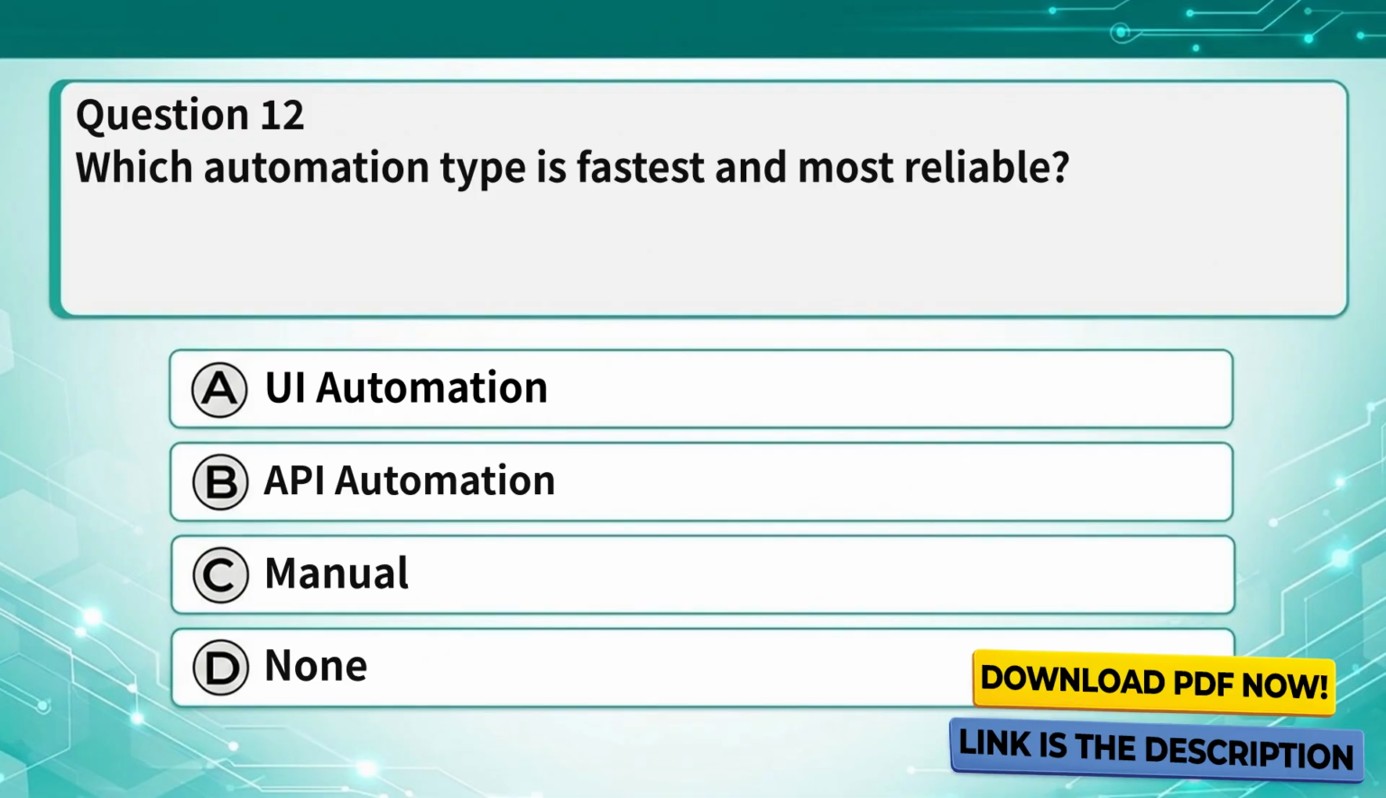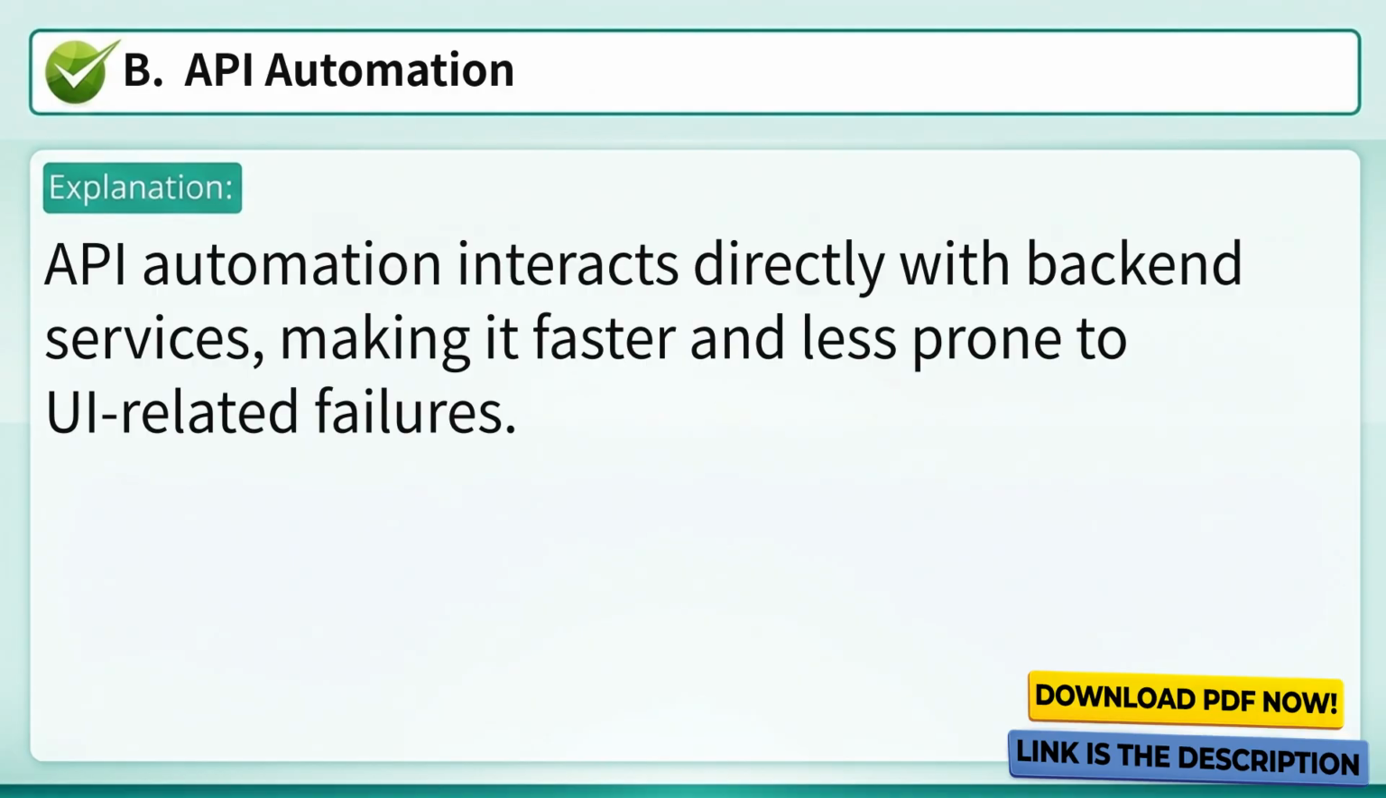Question 12. Which automation type is fastest and most reliable? A. UI automation. B. API automation. C. Manual. D. None. Correct answer, B. API automation. Explanation: API automation interacts directly with back-end services, making it faster and less prone to UI-related failures.